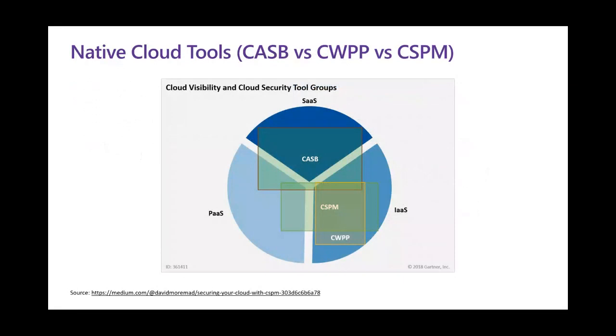When you go to the cloud again, you're going to find some different terminology and different tools. The three main things here are the CASB, the CWPP, and the CSPM. CASB stands for Cloud Access Security Broker. The CWPP stands for Cloud Workload Protection Platform. And the CSPM stands for Cloud Security Posture Management. So as you can see, these are positioned based on the kind of model you're using, whether it's SaaS, IaaS, or PaaS.